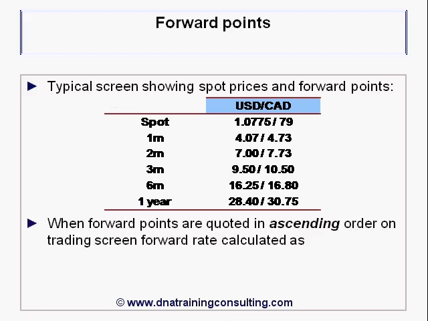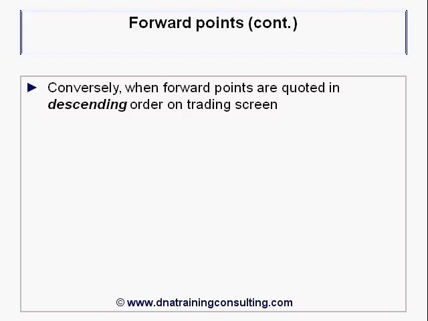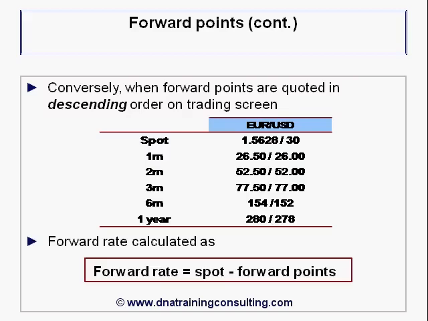When the forward points are quoted in ascending order on the screen, as you can see in this table here, the forward rates are equal to spot plus the forward points. In this case, the forward rate is said to be at a premium to spot, meaning that the forward rate is greater than the spot. Conversely, when the forward points are quoted in descending order, as on the screen here, the forward rate is calculated as spot minus the forward points. In this case, the forward value is said to be at a discount to spot, meaning the forward value is smaller than the spot.